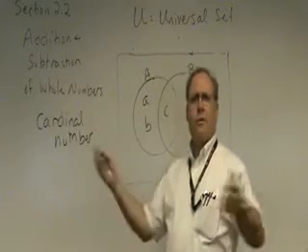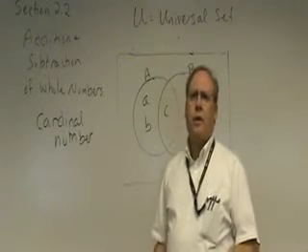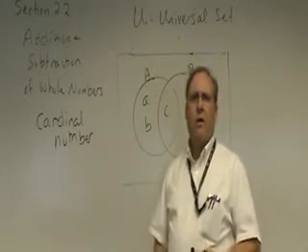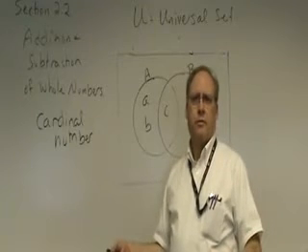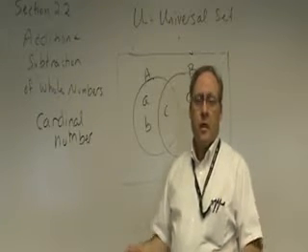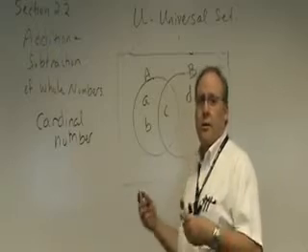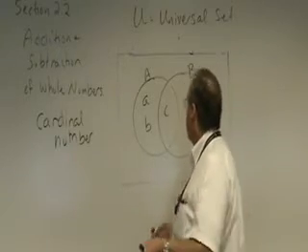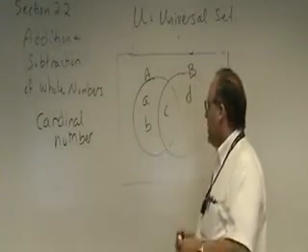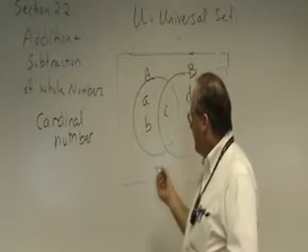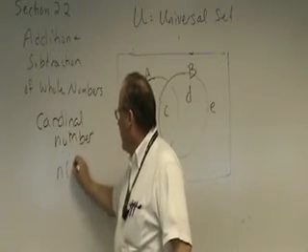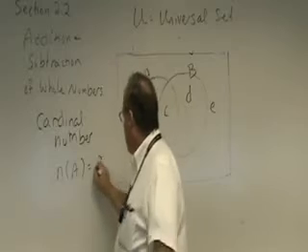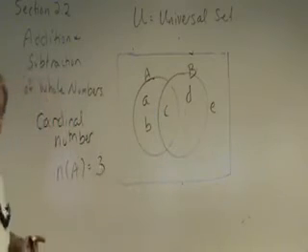And the set of whole numbers is the set of all cardinal numbers. Okay, does this make sense? The set of all cardinal numbers. Now in this case, the cardinal number for A, that is the number that is in A, is 3. And how do I do this?